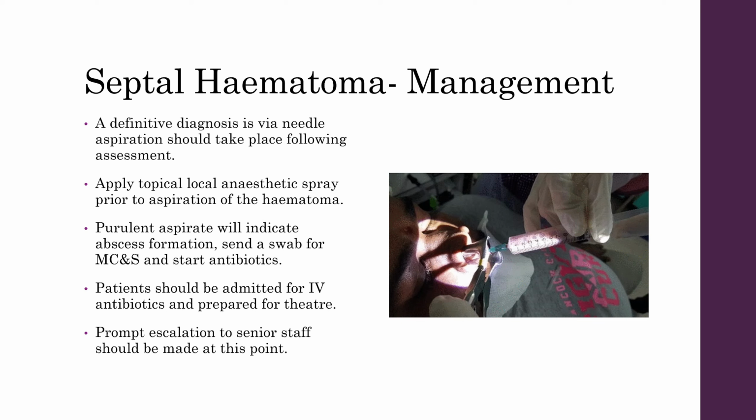Once you've inserted the needle and got your aspirate, you'll need to have a look at it. A purulent aspirate will indicate an abscess formation. You'll want to send a sample off for microscopy and cultures, sensitivities, and start the patient on antibiotics according to trust guidelines. And this includes IV antibiotics, and they'll need to be prepared for theatre to have a thorough washout. So at this stage, you'll need to escalate to your seniors.